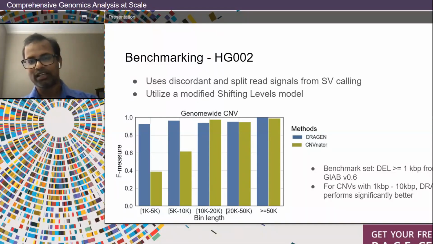This is because DRAGEN uses the discordant and split read signals from the SV calling. This is how you can connect different types of variants. And also it utilizes a modified shifting level model. And for 10 kilobase pair until greater than 50 kilobase pair, both CNVnator and DRAGEN perform almost similarly. But DRAGEN has the better performance in the 1 kilobase to 10 kilobase regions.